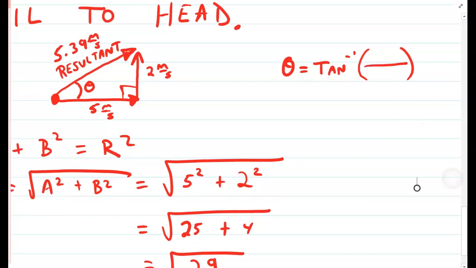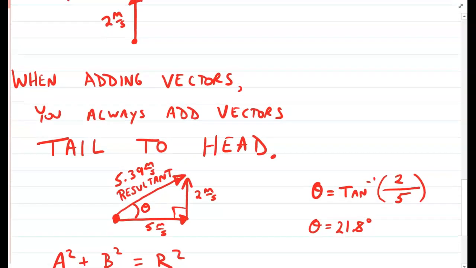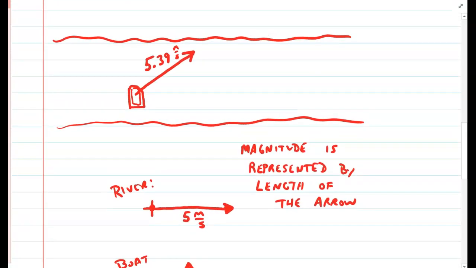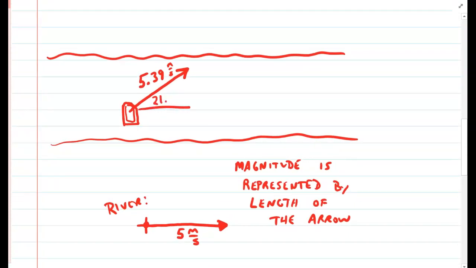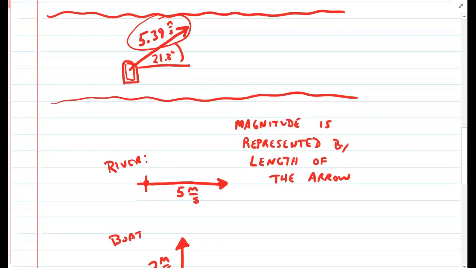So opposite over adjacent. My opposite side is 2, and my adjacent side is 5. If I take the inverse tangent of 2 divided by 5, I get 21.8 degrees. So that angle would be 21.8 degrees. On my picture here, let's go back to the river. This would be 21.8 degrees. So look at that. I have my magnitude, and I have my arrow pointing at an angle of 21.8 degrees oblique to the parallel of the river. And that would be the final velocity of the boat.